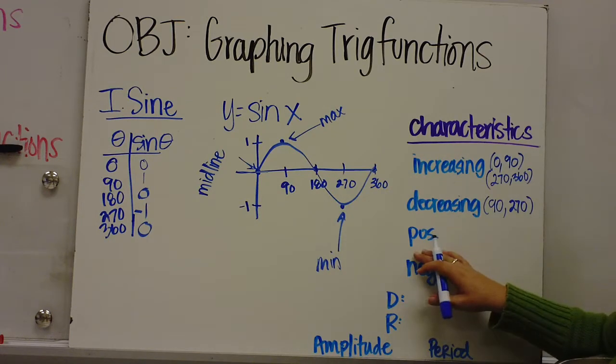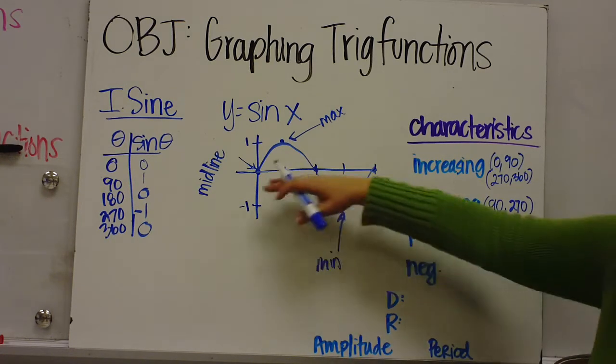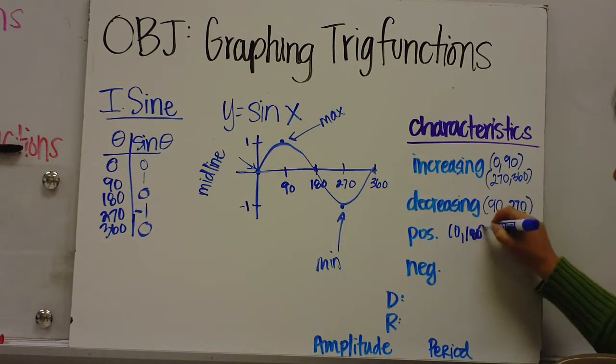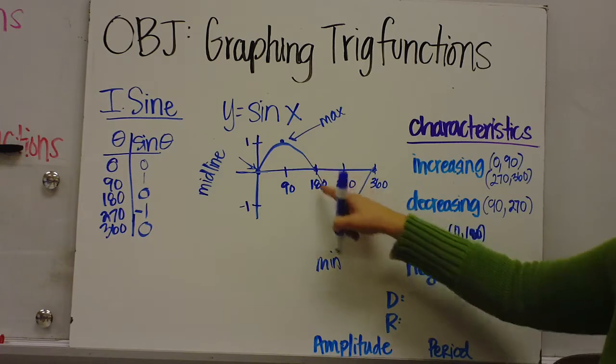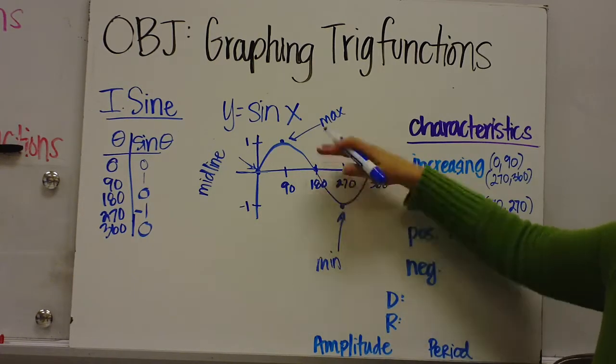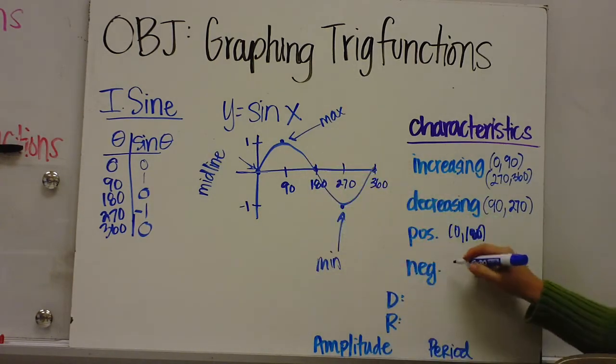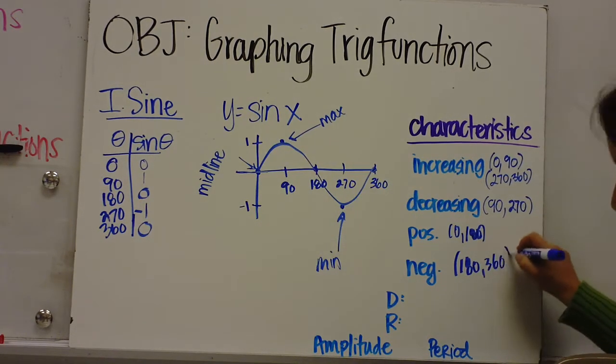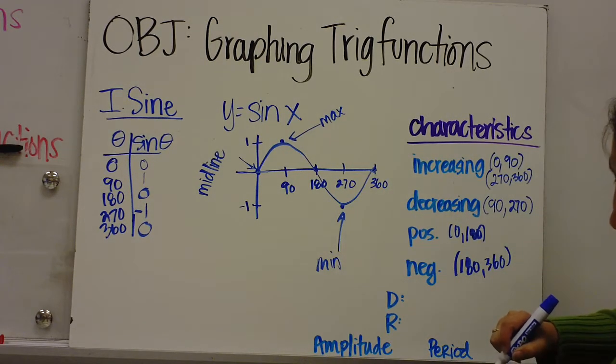The interval where the sine function is positive is from 0 to 180. And the interval where it's negative, meaning when the y values are negative, is from 180 to 360. Those are your negative intervals.